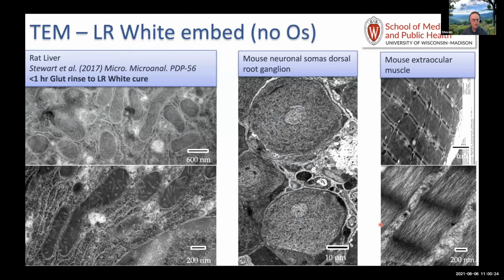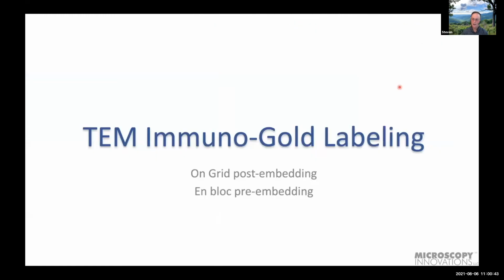Here are 3 examples of tissues prepared using LR White acrylic embedding without osmium post-fixation, as you would want to do for on-grid immunogold labeling. So we have liver, mouse neuronal somas, dorsal root ganglion, and mouse extracellular muscle. Now let's take a look at immunogold labeling, both on-grid and en bloc or pre-embedding.